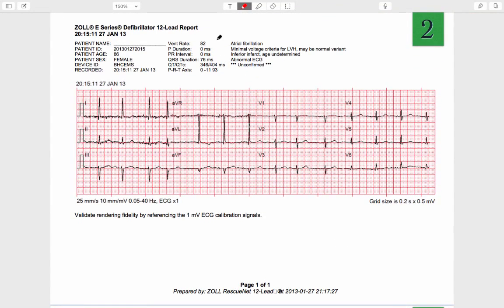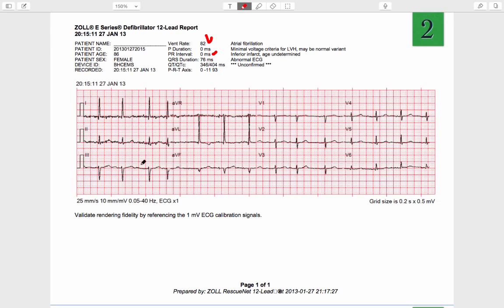Number 2, we start with rate. It's 82. We look for, is there a P for every QRS and a QRS for every P, and I don't even see any P waves. And a trick that I use is to look and see if the machine saw any, and it shows the PR interval of 0, which means it can't even measure P waves.